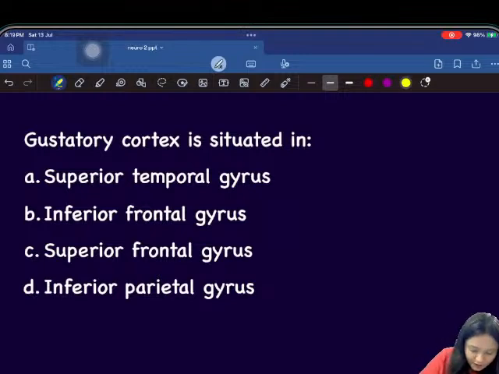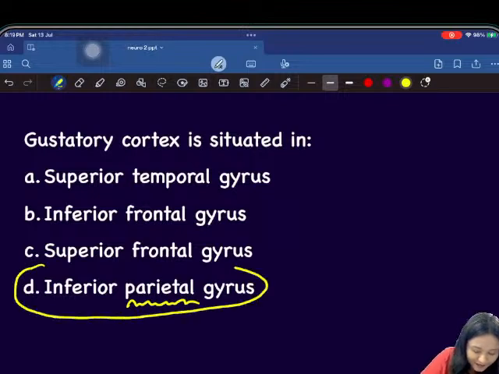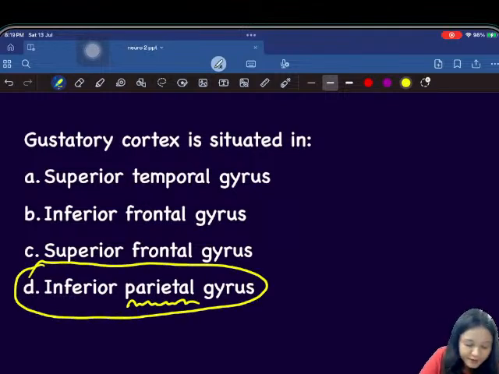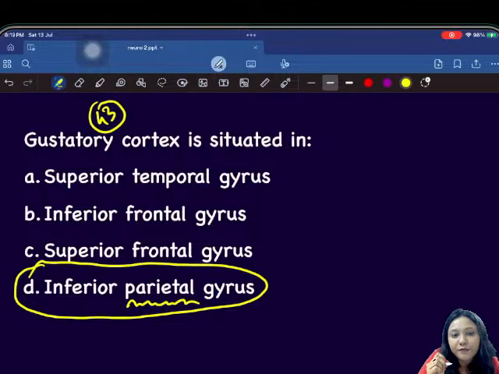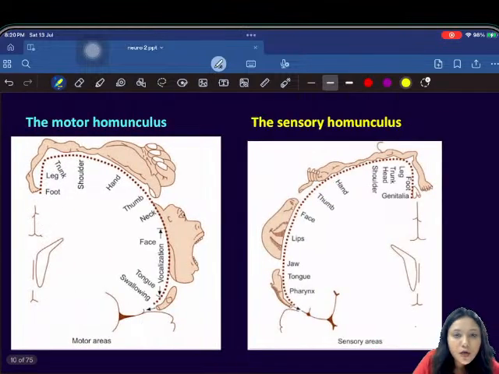So the answer here is, you know that just now we have studied, it is in the parietal gyrus. So the answer will be the inferior parietal gyrus. Okay, gustatory area, area number 43. Yes, the correct answer, you are right. The answer is D, inferior parietal gyrus. Very good.